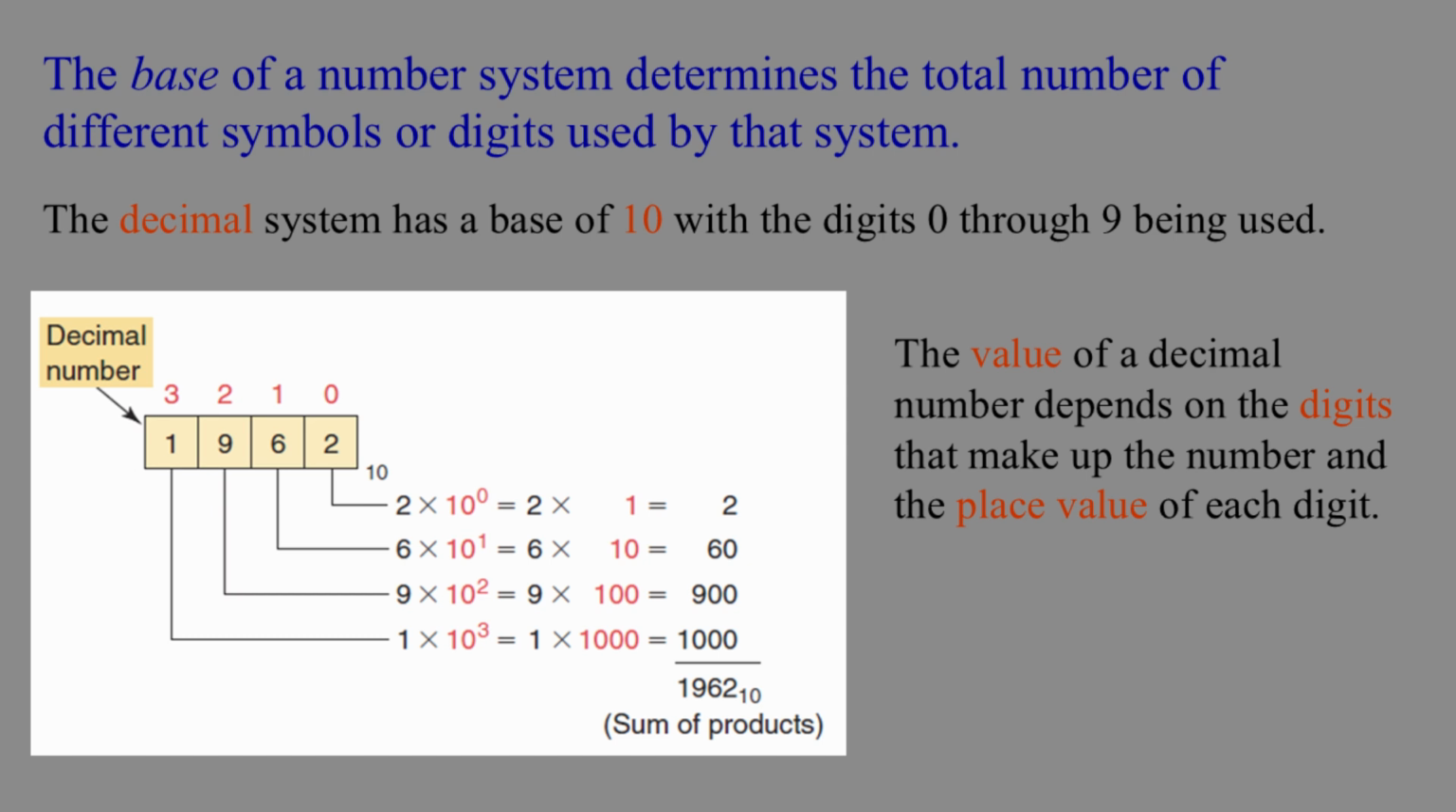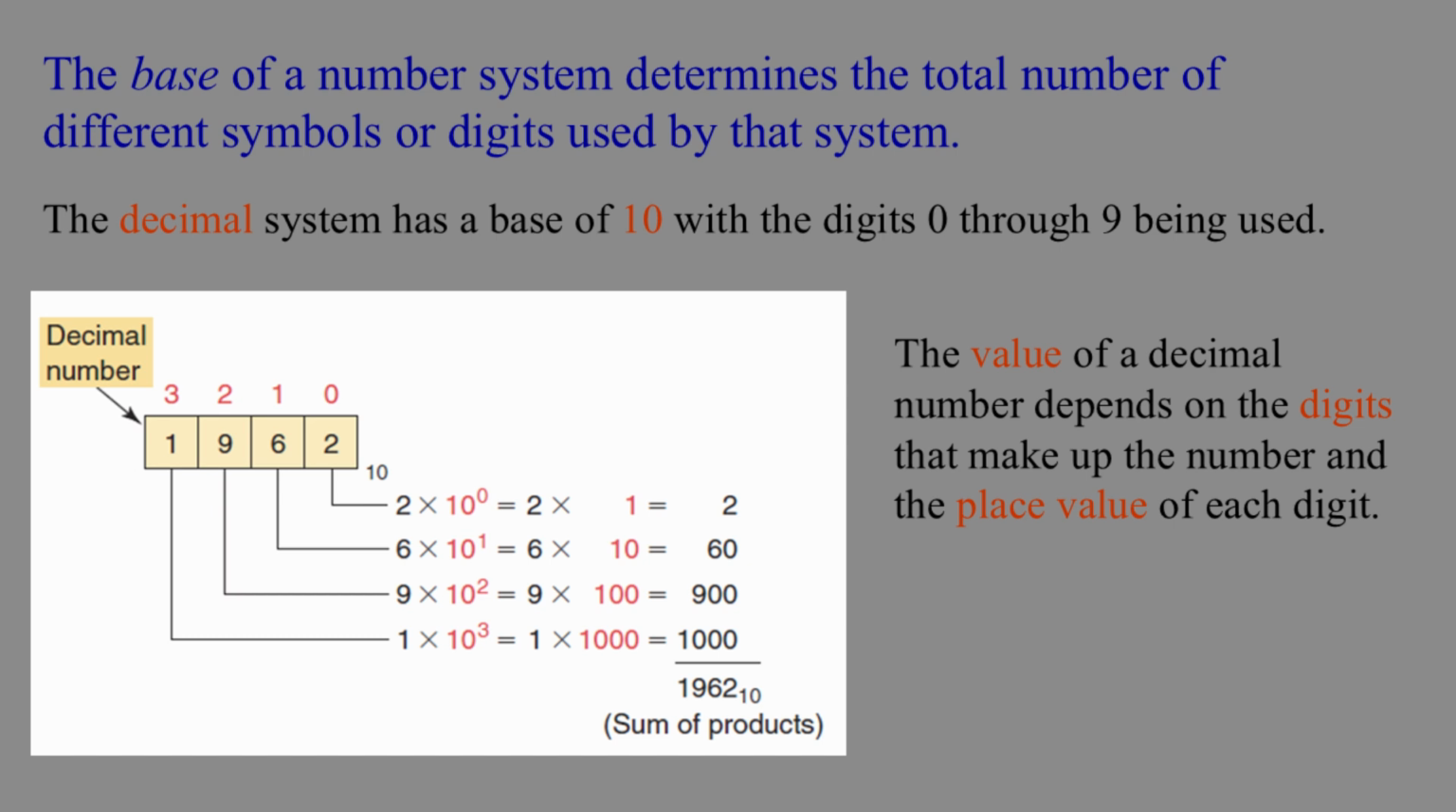For instance, the number 1962 can be broken down into 2 times 10 to the 0, plus 6 times 10, plus 9 times 10 squared, plus 1 times 10 cubed. Adding those values together gives us the total of 1962.